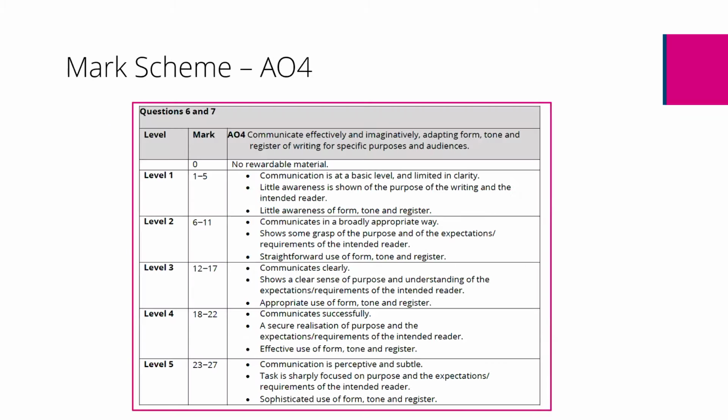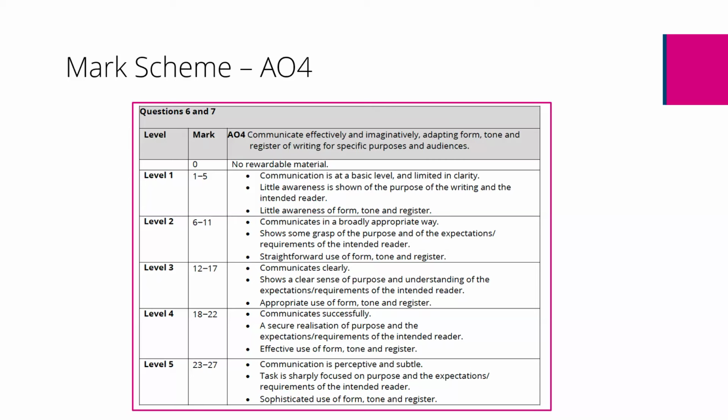Okay, so the mark scheme for AO4. This is about communication. The first bullet point is about communication, the second one about purpose and audience, and the third one about form, tone, and register. Again, we're working with 5 levels here. So the first bullet point is about communication: level 1, basic, level 2, broadly appropriate, level 3, clearly, level 4, successfully, level 5, perceptive and subtle. So in terms of audience and purpose, our second bullet point, level 1 is little awareness.